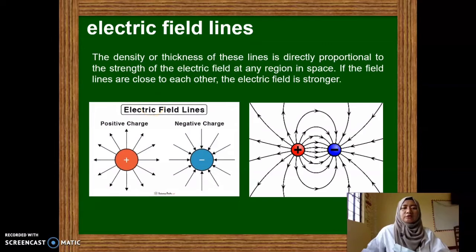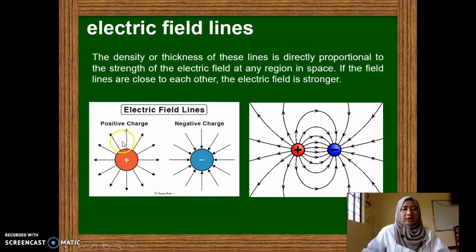When you talk about electric field lines, the density or thickness of these lines is directly proportional to the strength of the electric field at any region in space. You have to remember that. So if the field lines are close to each other, the electric field is stronger. If the field lines are far from each other, the electric field is weaker, just like this one.